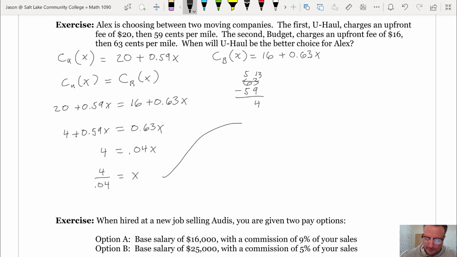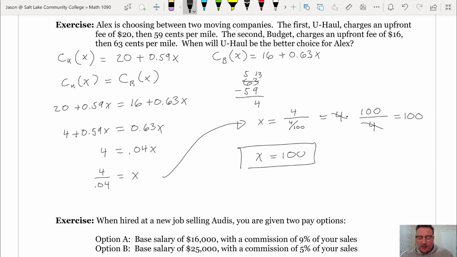Okay, I could just chuck that into the calculator, but hey, I don't need to do that. Remember, 4 divided by 0.04 is the same as 4 divided by 4 over 100. This is the same as 4 times 100 over 4. Dividing is the same as multiplying by the reciprocal. So those cancel, and I'm left with 100. There we go. x equals 100.